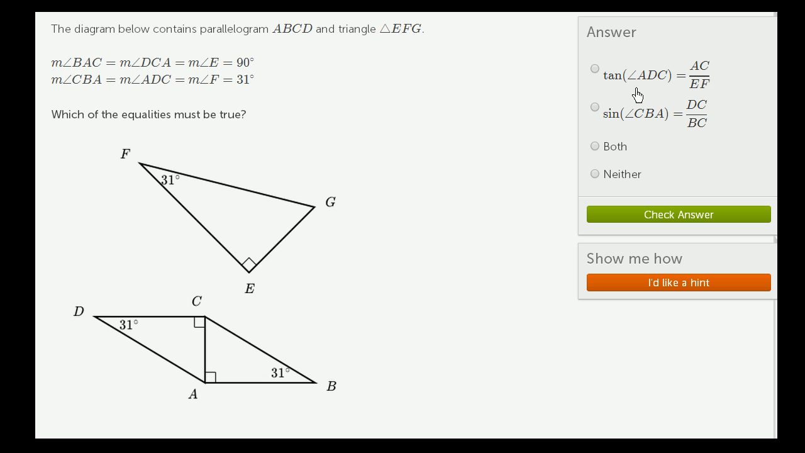So now let's look at this first statement, tangent of angle ADC. So this is angle ADC right here. To remind ourselves the definition of tangent, we'll break out SOHCAHTOA. Sine is opposite over hypotenuse. Cosine is adjacent over hypotenuse. TOA, tangent is opposite over adjacent.